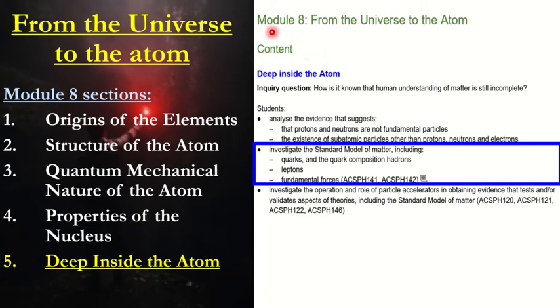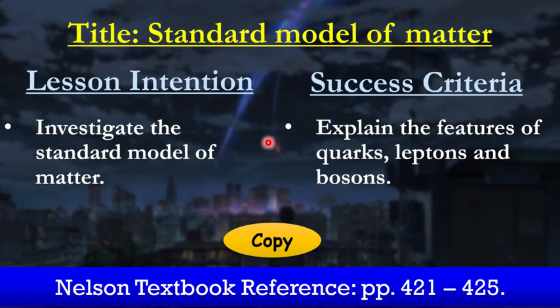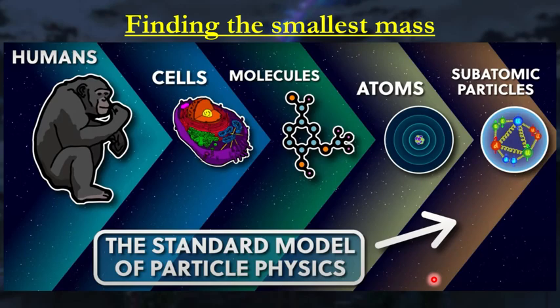Today we're going to be covering Module 8, From the Universe to the Atom. We're going to be covering Inquiry Question 5, Deep Inside the Atom, and we're going to be investigating this dot point here. So, like we said, we're investigating the standard model, and then we're going to try and explain some features about quarks, leptons, and bosons. If you want to do a little bit of extra reading to supplement what we talk about today, that's your textbook reference.